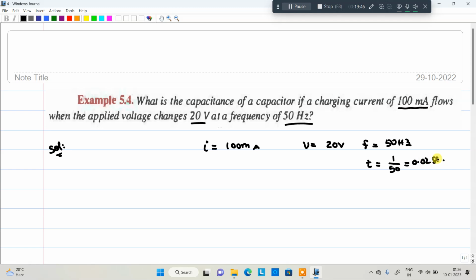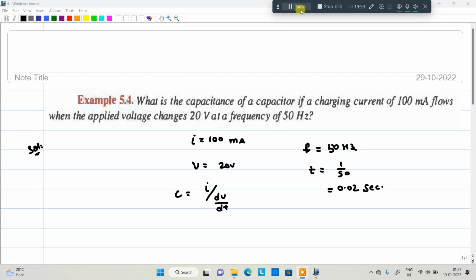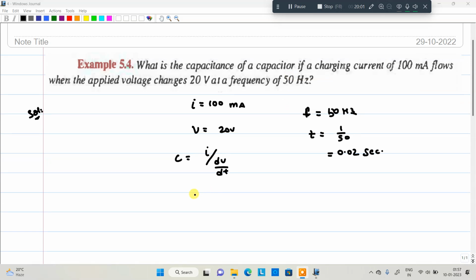From that, you want the capacitance value. C is equal to, just now I gave the formula, I by dV by dt, right? Let us substitute the values here. I is equal to 100 milliamperes, divided by dV by dt, 20 divided by time 0.02. That will be equivalent to 100 microfarad. So this type of problem may come in the examination.